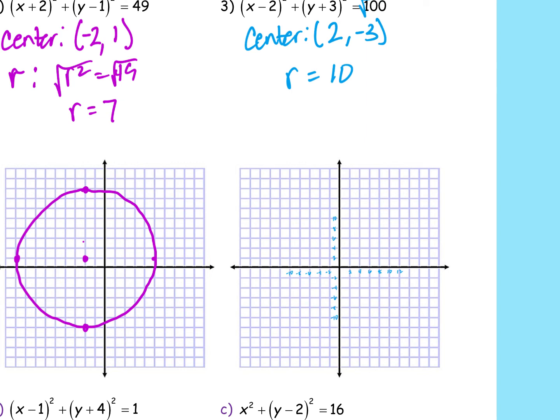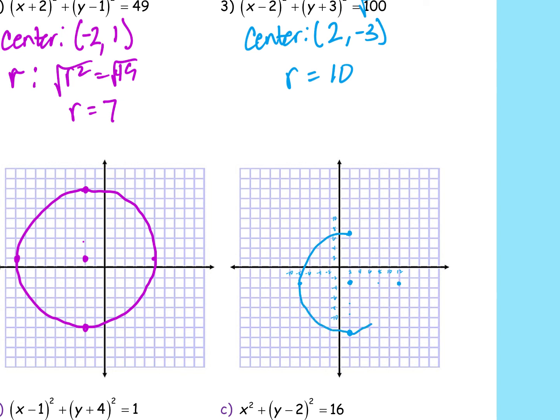To make it fit. So now I'm at (2, -3), which is right here, right? And I'm counting 10. So remember, each one is going to be 2 because I'm counting by 2 now, right? So 2, 4, 6, 8, 10, in each direction. So now I've made it so it fits my graph. Can you draw it where your points are not on the graph?